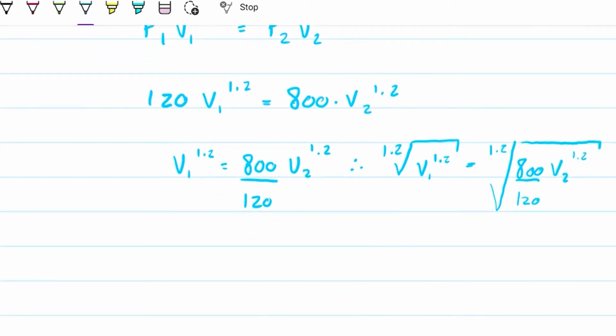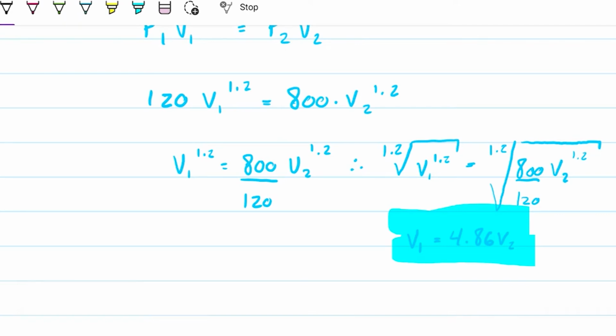And what I get out of this is that V1 is equal to about 4.86 V2. Okay, so now V1 is greater than V2, right? This is being compressed, so it makes absolute sense that this is the case. We expect V2 to be smaller than V1 as we're compressing the Argon.